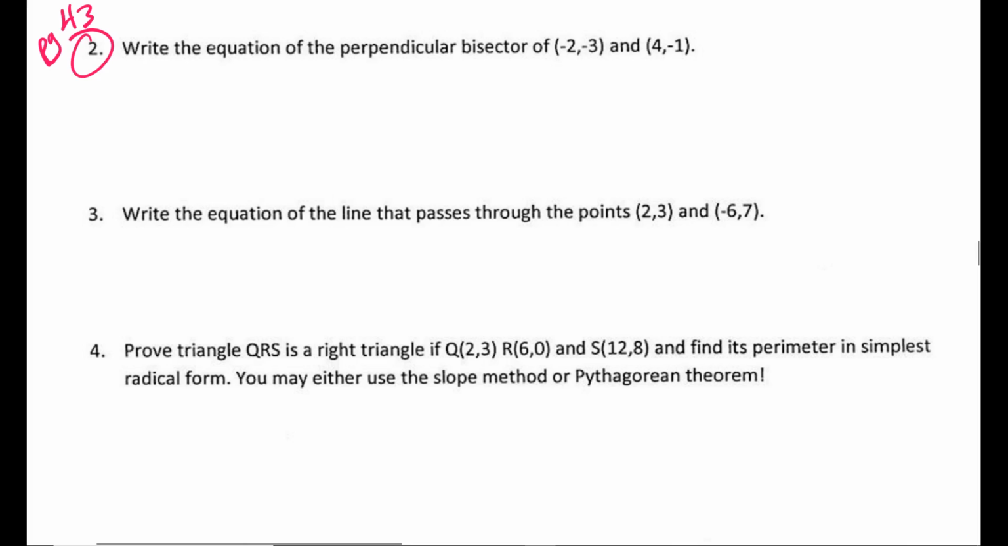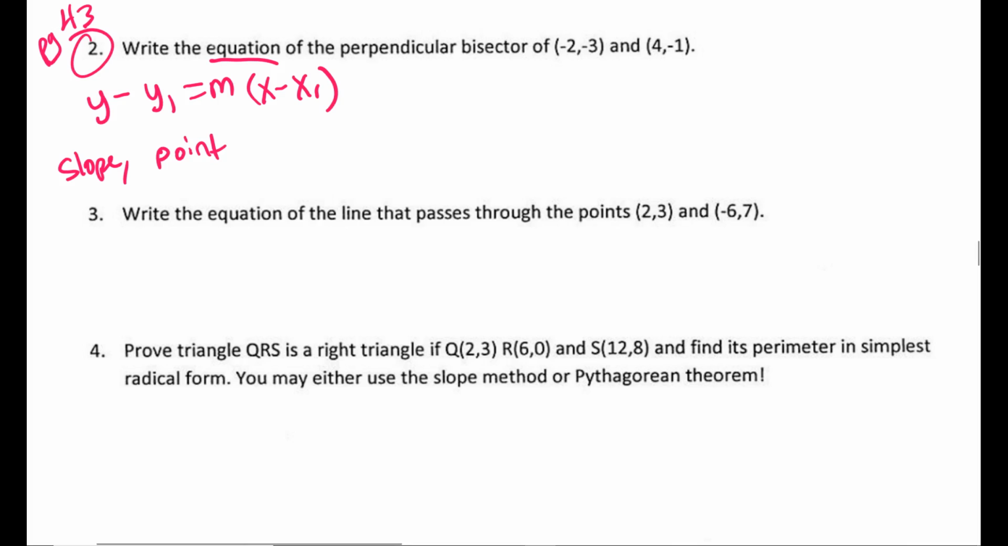The next one I want to look at is number 2 on page 43. Write the equation of a perpendicular bisector of negative 2 comma negative 3 and 4 comma negative 1. So we know we need the equation of a line, so it's going to be in point slope form because that's the easiest to put it into. And there's two things we need there. We're going to need a slope and we're going to need a point.